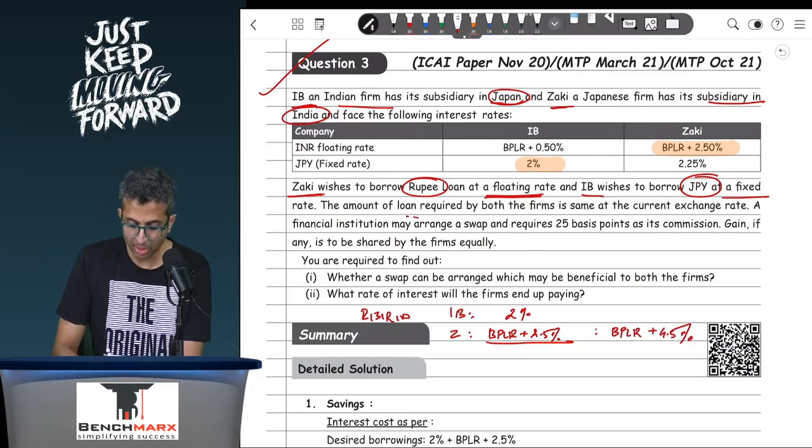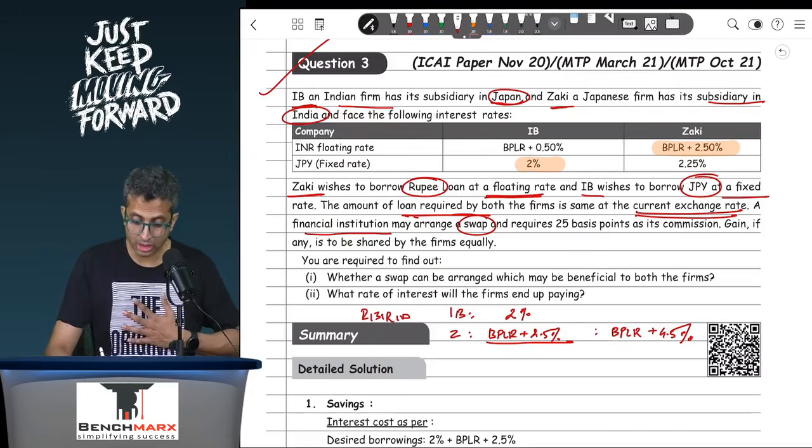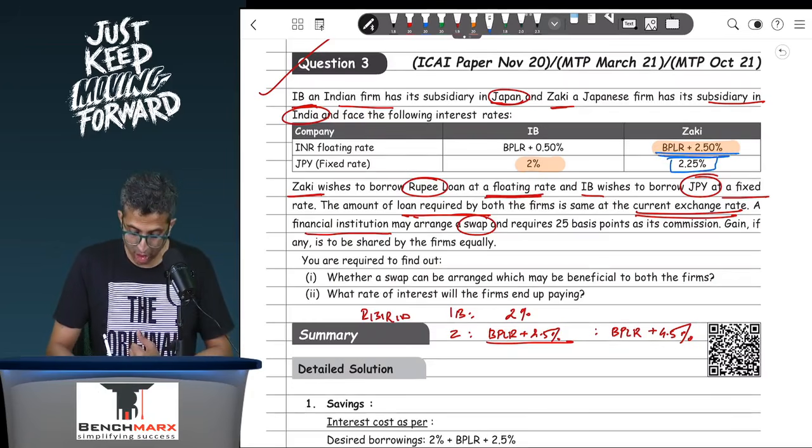Acha, the amount of loan required by the firms is the same, and on the current exchange rate, a financial institution may arrange a swap. Swap is an exchange. So Zaki wants to borrow floating, however Zaki will end up borrowing fixed. So under the swap, what will happen? Here Zaki wants to borrow floating, however it will end up borrowing fixed.